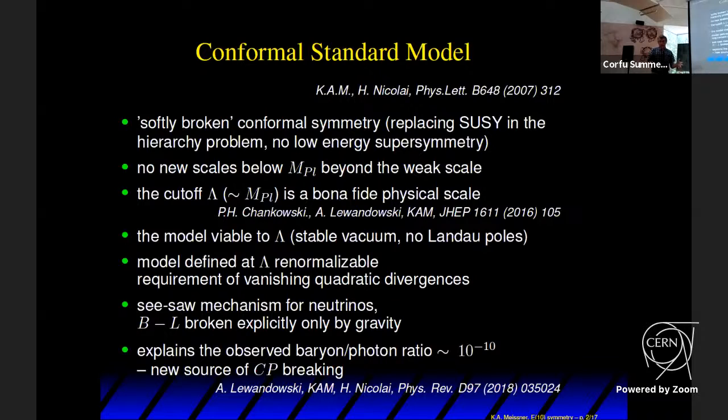We know that the standard model with its CP breaking is not explaining the baryon to photon ratio. This number would be 10 to the minus 14 for the standard model, and we know that it is 10 to the minus 10, because we have a new source of CP breaking.